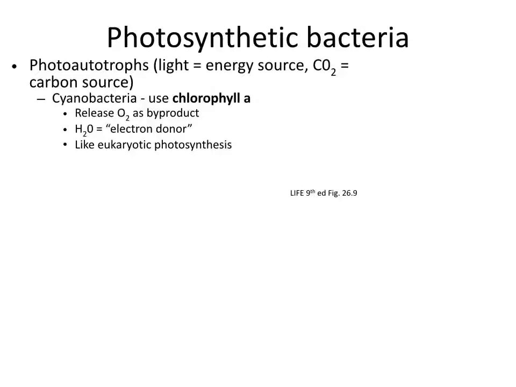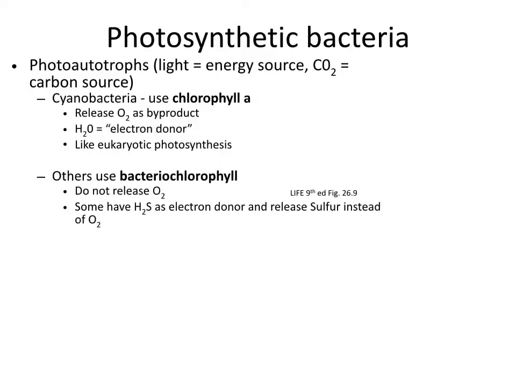So one of the most well-known types is cyanobacteria. They use a chlorophyll called chlorophyll A. They release oxygen as a byproduct, and they use water as an electron donor, and we'll hear more about the details of photosynthesis later on. This is like eukaryotic photosynthesis, and in fact, the eukaryote chloroplast is evolved from a cyanobacteria, and we'll talk about that next lecture when we talk about the evolution of eukaryotes.